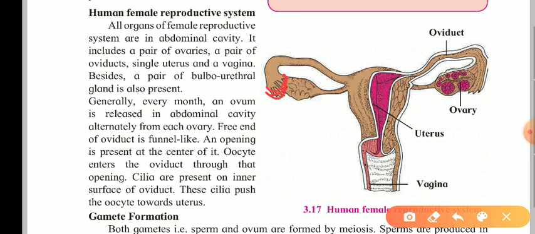This end, what we are having is a funnel-like structure. This funnel-like structure is actually to collect that ovum and pass it into the oviduct. The free end of the oviduct is funnel-like, and an opening is present at the center of it. The oocyte enters the oviduct through that opening. Cilia are present on the inner surface of the oviduct. These cilia push the oocyte towards the uterus. These cilia are helping the oocyte to reach up to the uterus.